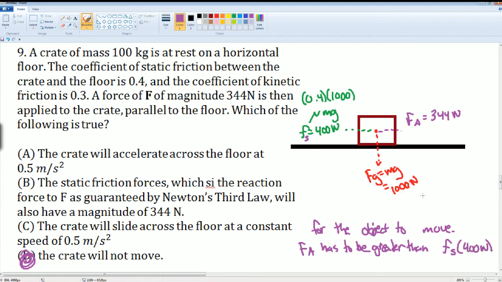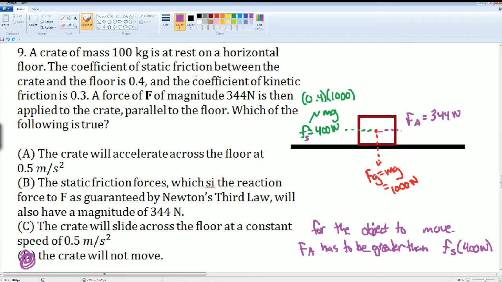If the object has less mass, then the gravity can be less. If you cut the mass of the object in half, it will probably be like 500 newtons. Hold on. So the answer here, before I do my what-if, is this: the crate will not move. Now, let me give you a scenario in which it would move.